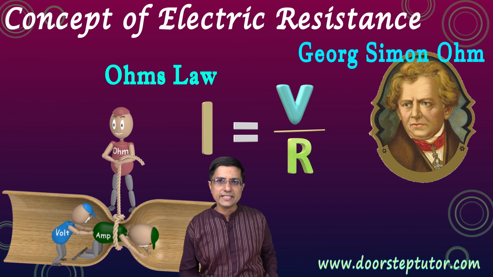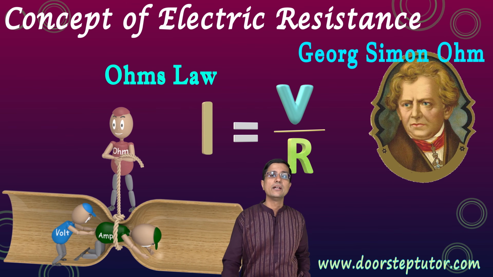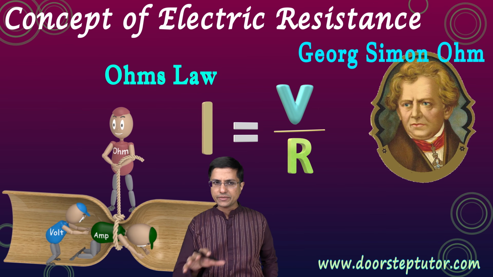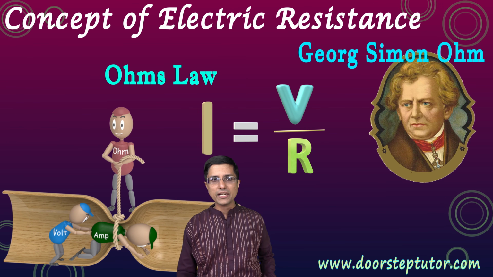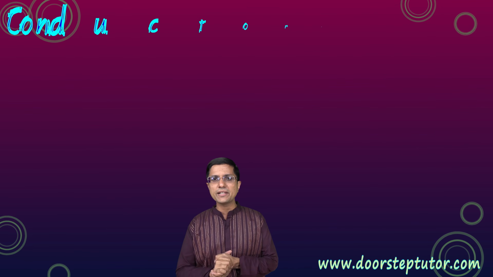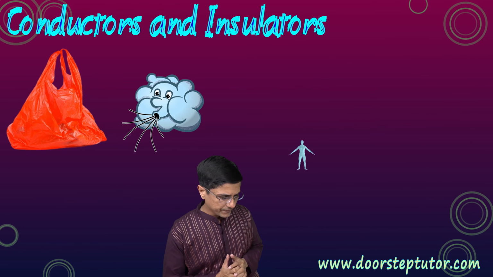Now with this basic understanding, this equation is very, very important: I is equal to V by R. This Ohm's law is very, very important. With this equation, we can now solve some more interesting, more complicated things. But before we do that, let's look at one more thing.